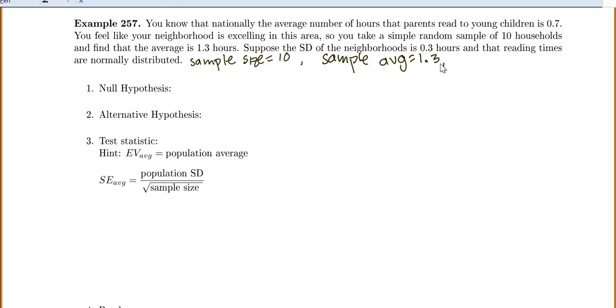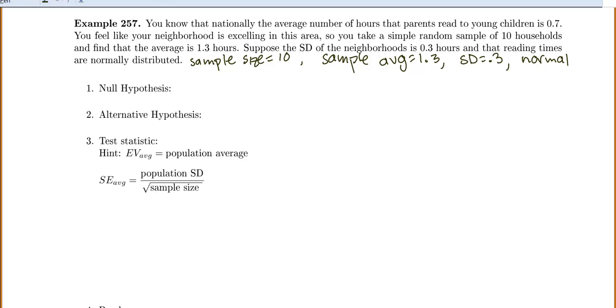Equals 1.3. Suppose the SD of the neighborhood is 0.3 hours, and that reading times are normally distributed. So we care about the fact that it's normal here, because that was a small sample size. My sample size was less than 30, so I can only use the z-test because it told me that the data is actually normally distributed.